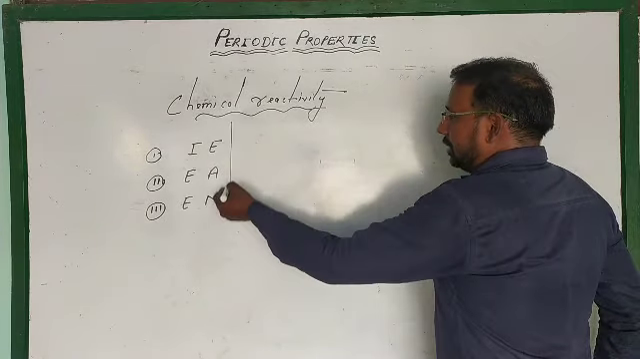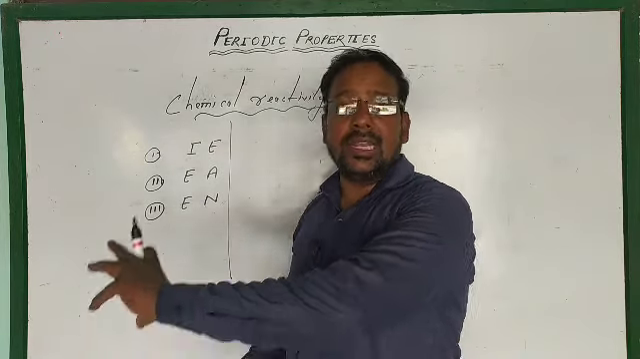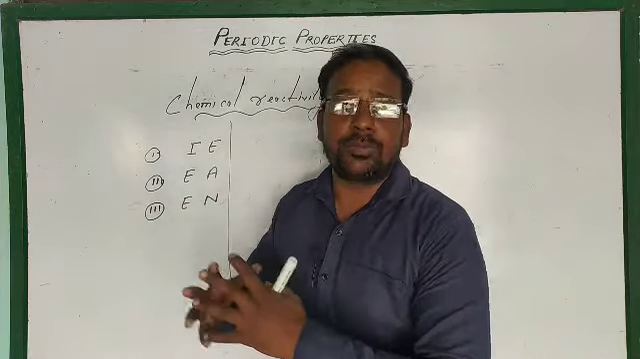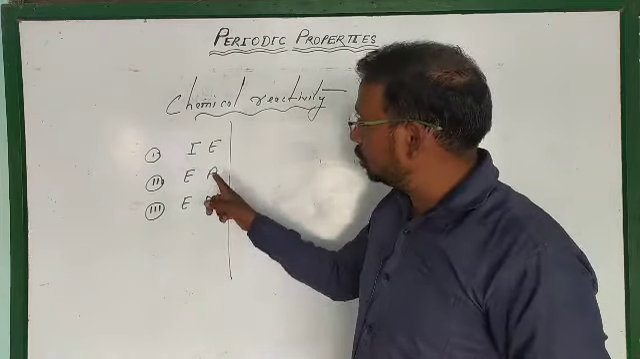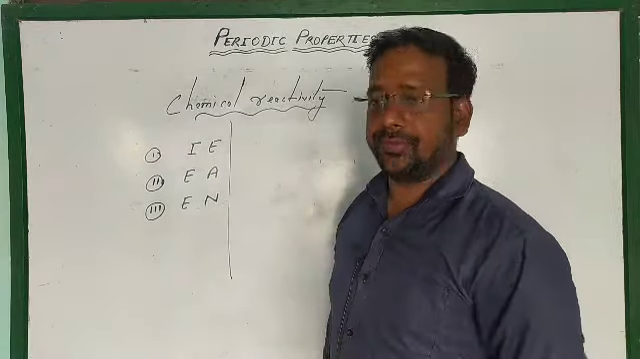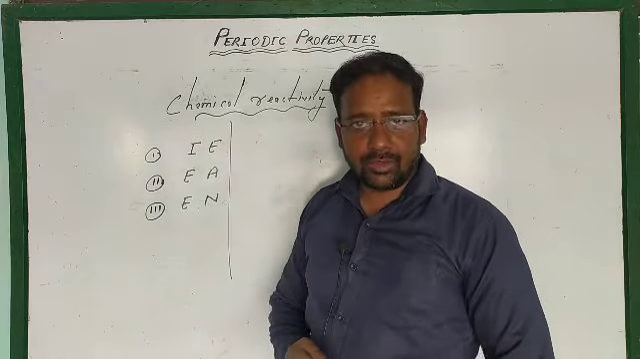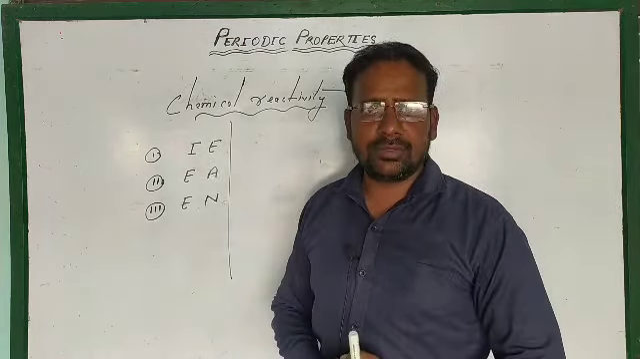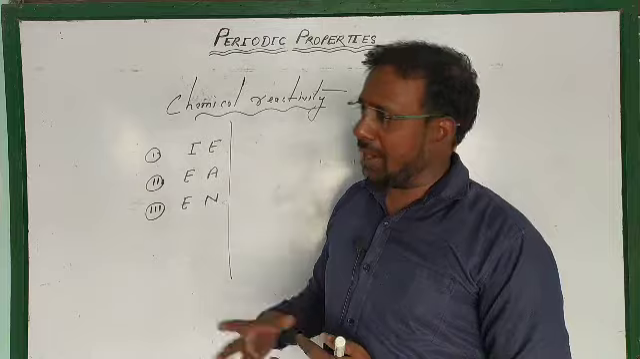What is the ionization energy? The amount of energy required to remove a valence shell electron, means valence electron, from an isolated gaseous atom. It means we have to give energy to do this process, so this is an endothermic process. But in the case of electron affinity, when we add electrons, the amount of energy is released, so this is an example of an exothermic process, and already we have discussed this.